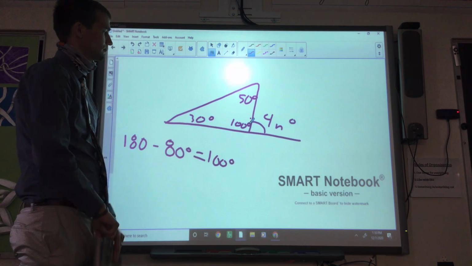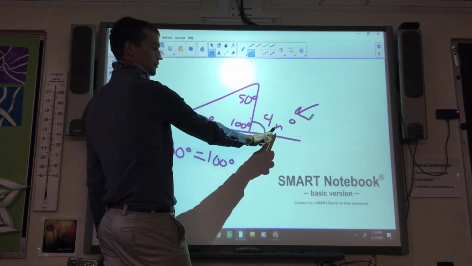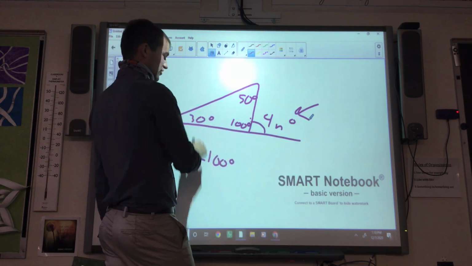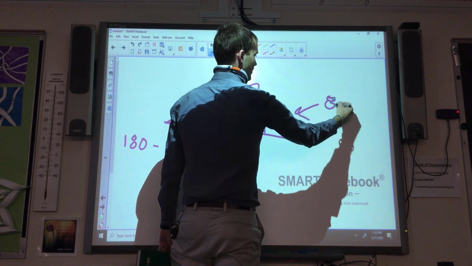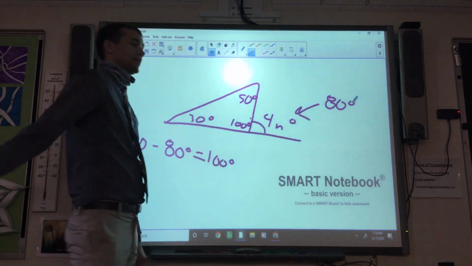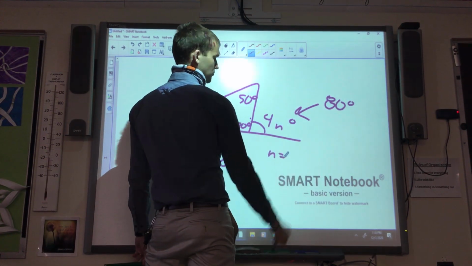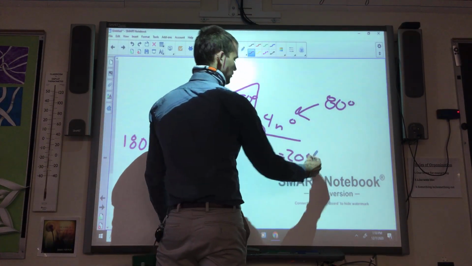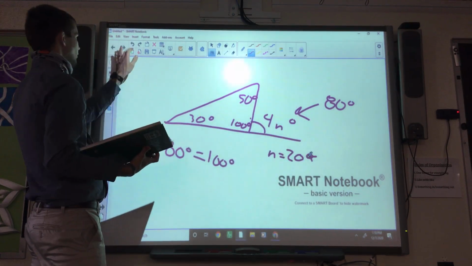And then 100, so this must be what now? If this is 100, this is 80. Yep, remember that's a trick. If you have these two, then they are automatically equal, same thing with this. So 80 degrees is 4n, divided by 4, n is 20. It's actually not 20 degrees because there's a degree marker on there, but yeah, n is 20.